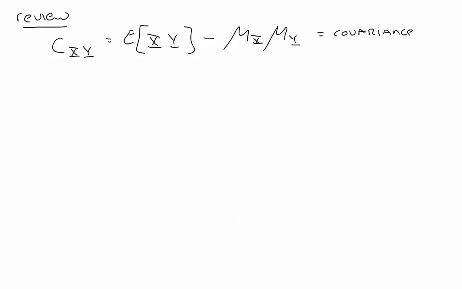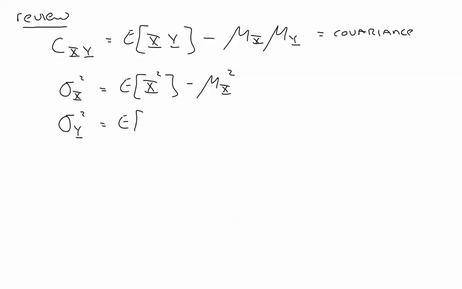All right. Variance for x is the normalized power in x minus the square of the mean. And similarly, the variance for y equals a normalized power in y minus the square of the mean. All right, so these two are variances.